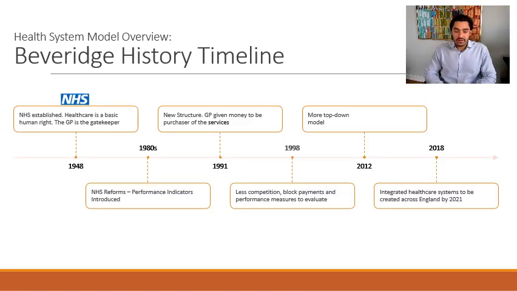In 1948, the National Health Service, or the NHS, was established in the United Kingdom. Healthcare was deemed to be a basic human right, and the general practitioners were the so-called gatekeepers to healthcare services in the UK.